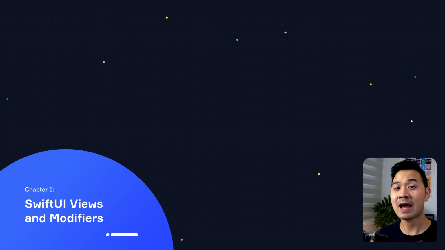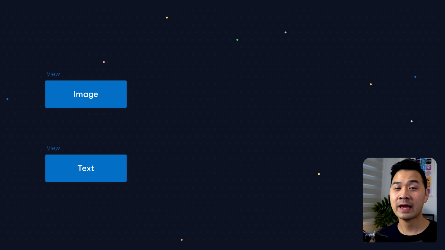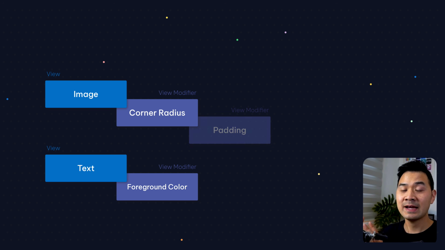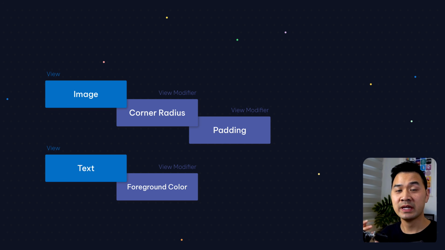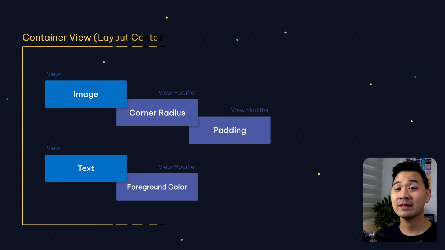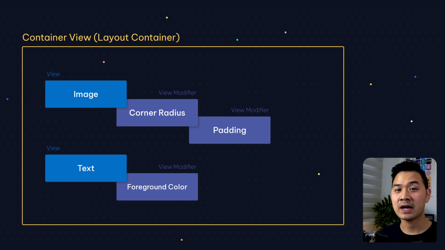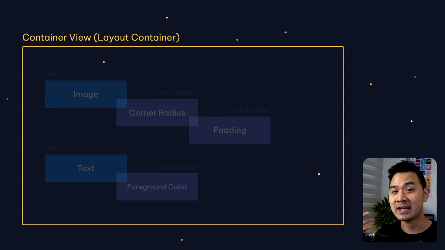Let's quickly review how these building blocks come together to form the user interface, or UI for short. So views are the elements that the user sees on the screen. Modifiers are applied to the views to change their behavior or look and feel. Finally, layout containers organize and arrange views in various ways. Now, fun fact, layout containers are also considered a view. Just think of them as container views.